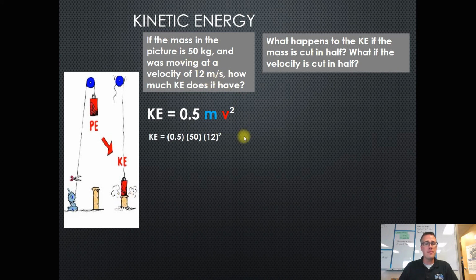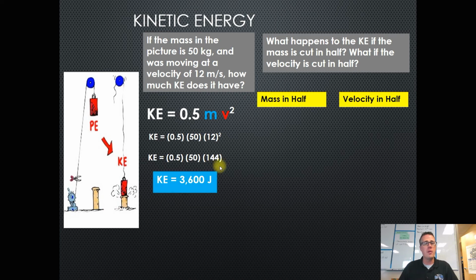We're going to solve for kinetic. We plug in all of the numbers, make sure we do our squaring first. So I got 144 when I squared 12. Then we can multiply across, and we get 3,600 joules. Now for the mass cut in half and the velocity in half. Again, I want you to pause this video and work those out for yourself and start it again when you're ready to check. If you're still watching and you've checked these, or you've done these numbers yourself, you will notice that it indeed is not the same rule as it was for potential.